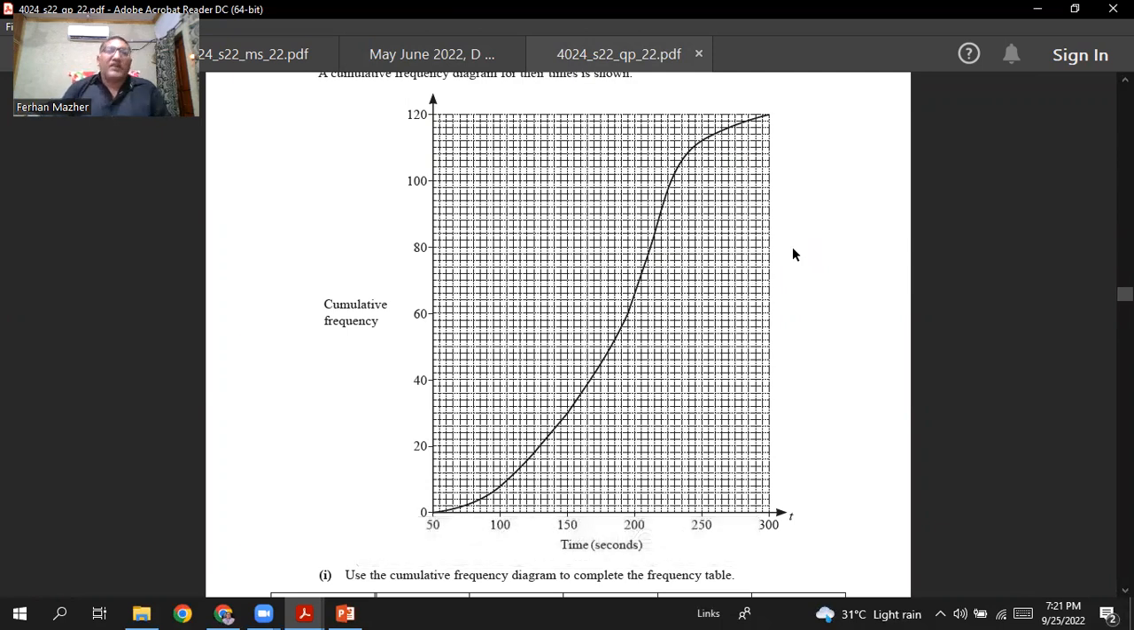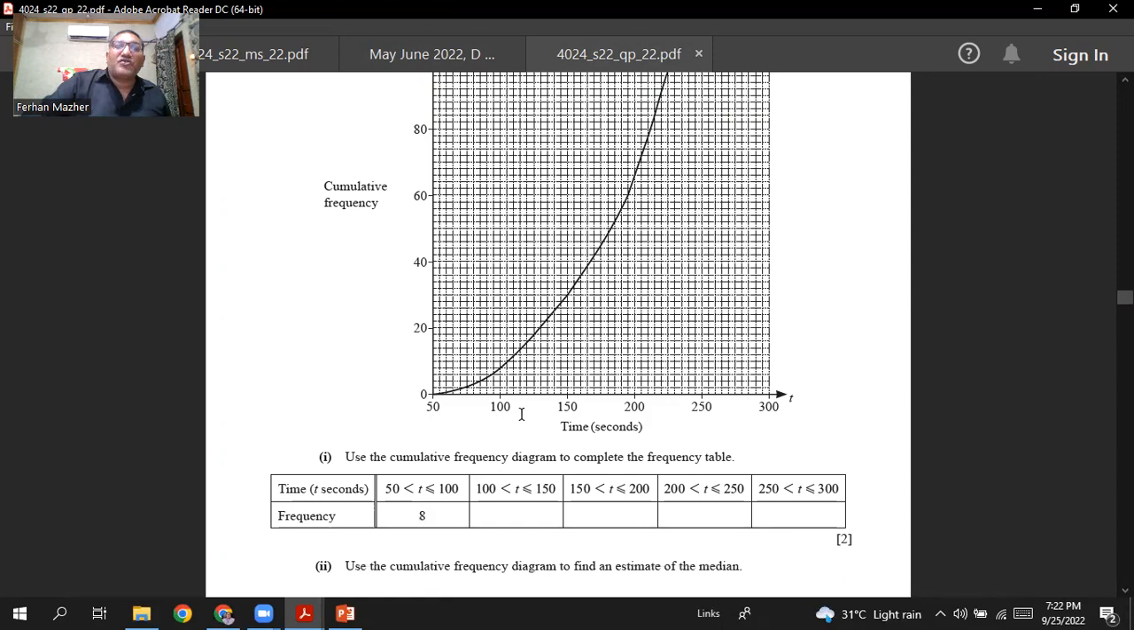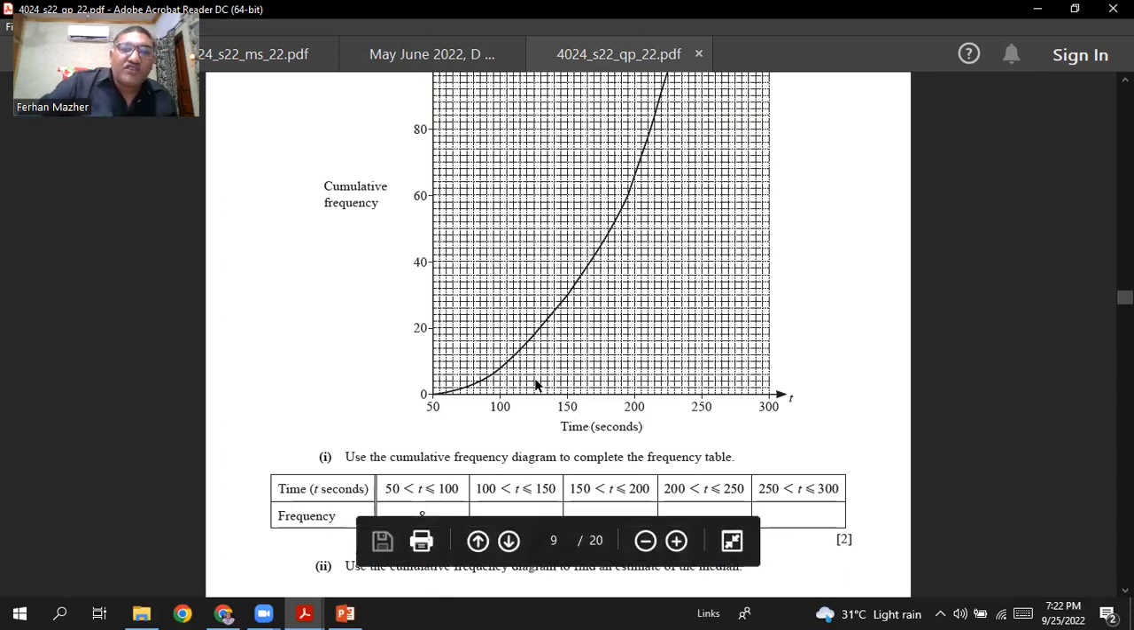If you want to find out the frequency from the cumulative frequency graph, for example, find what is the cumulative frequency at 50, find what is the cumulative frequency at 100 from your graph, and subtract these values of cumulative frequencies, you will get the frequency. For example, this class 100 to 150, so find the cumulative frequency at 150, find the cumulative frequency at 100, and subtract those from each other, you will find the frequency of this class.